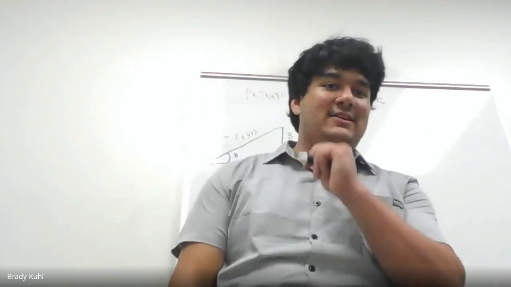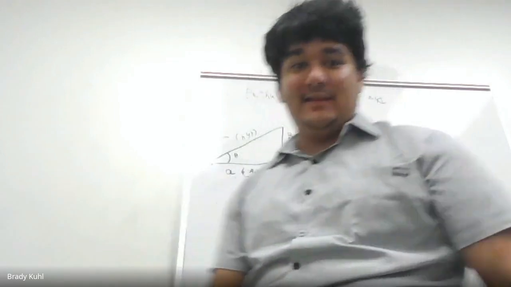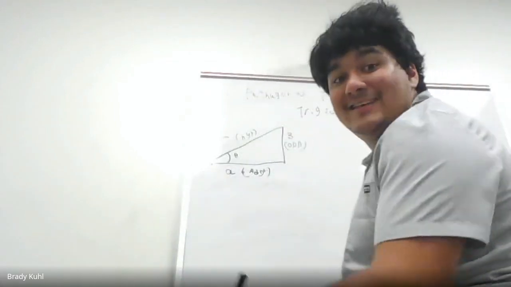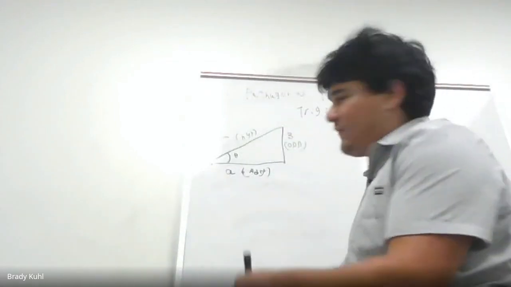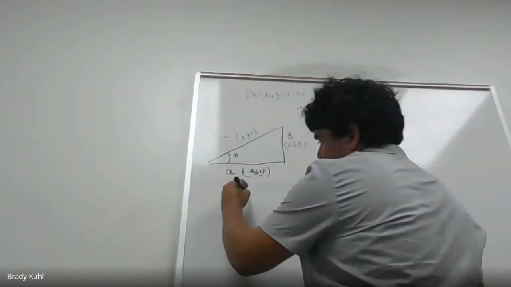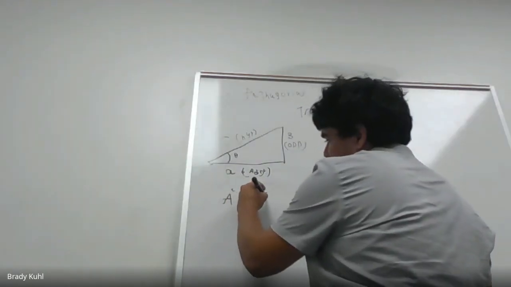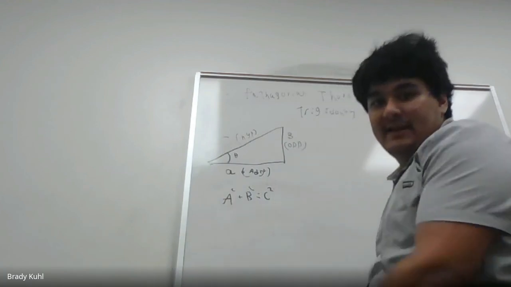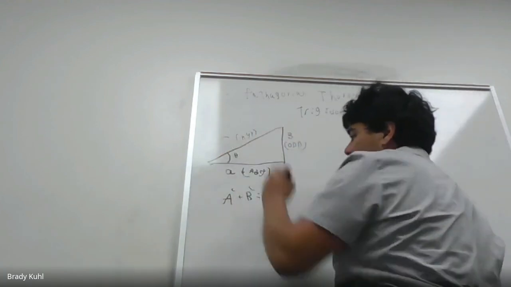Good morning or afternoon. Today I'm going to discuss the correlation between the Pythagorean Theorem and trig identities. Most of you who are in middle or high school are familiar with the theorem a squared plus b squared equals c squared, where a and b are the legs.